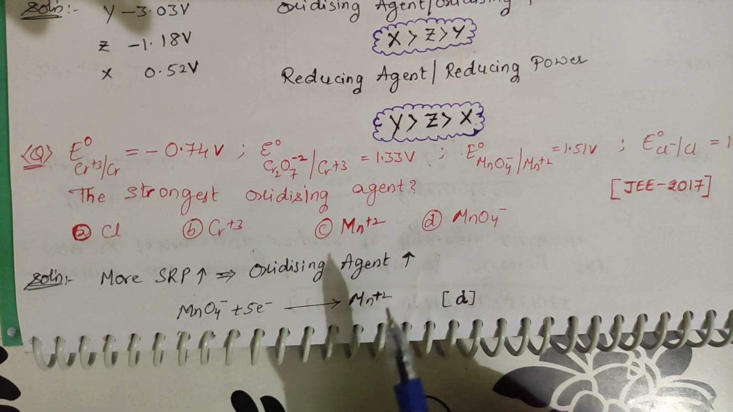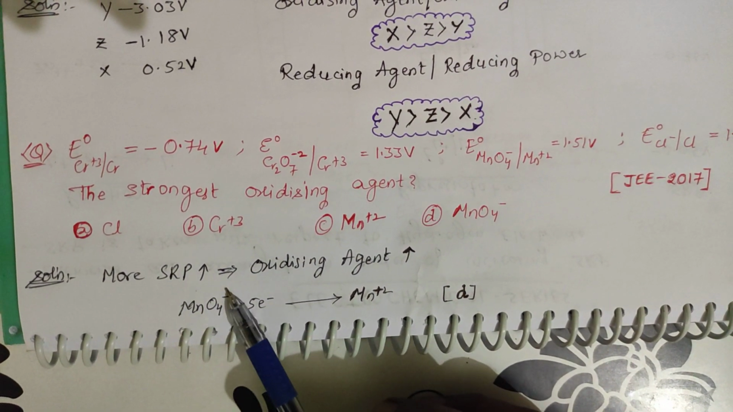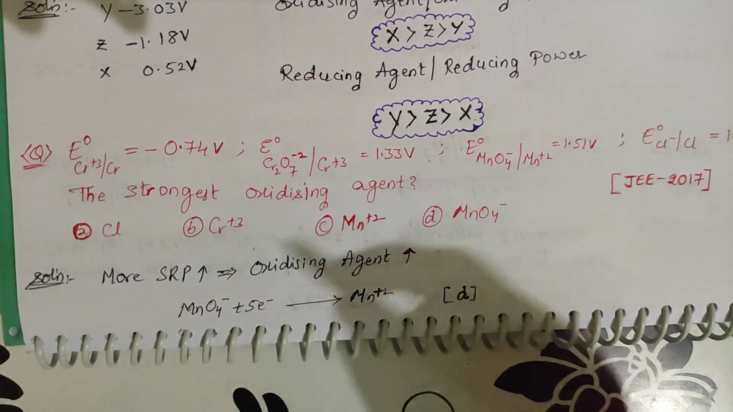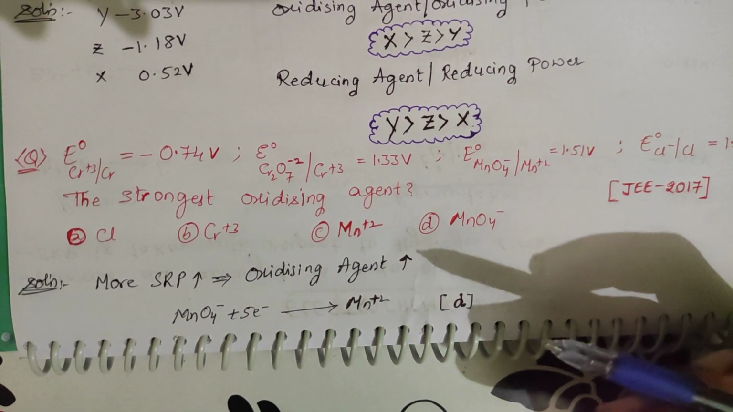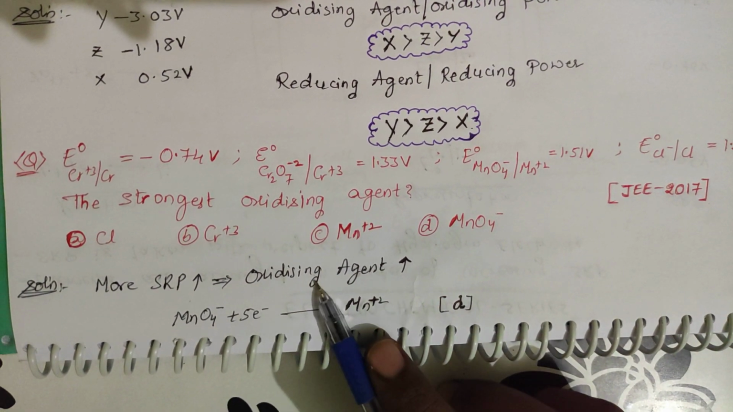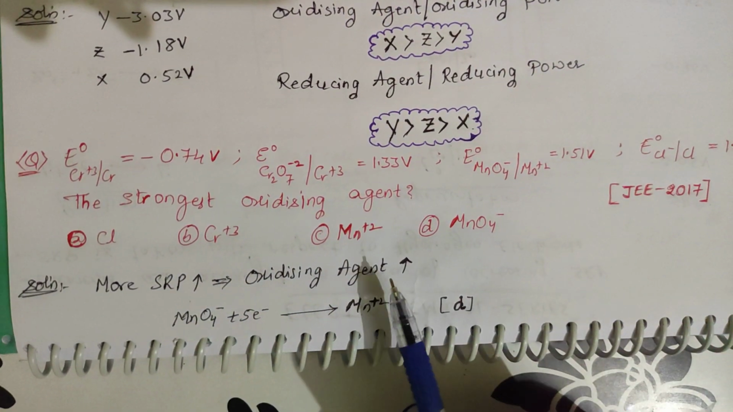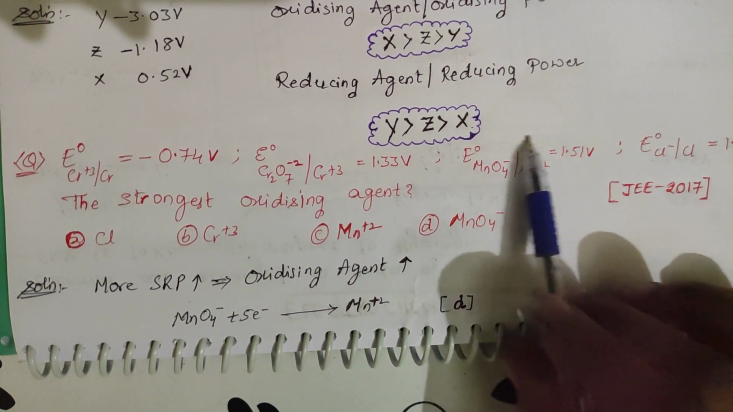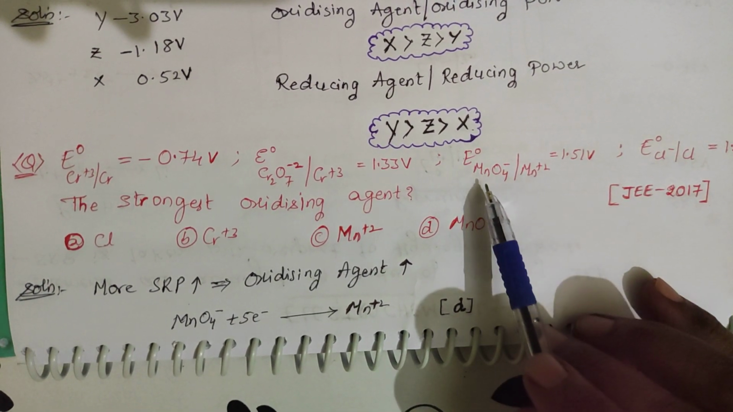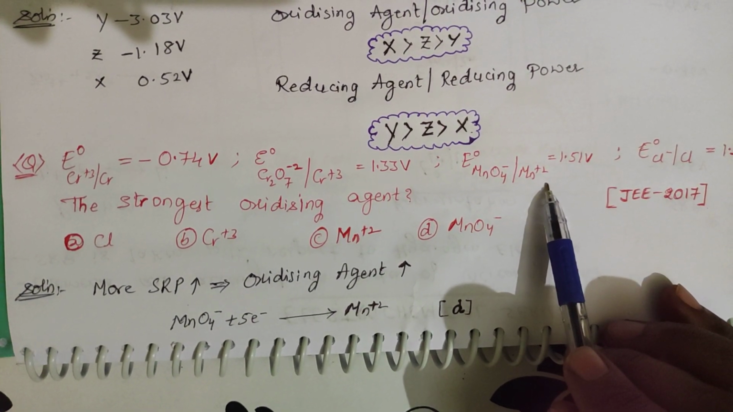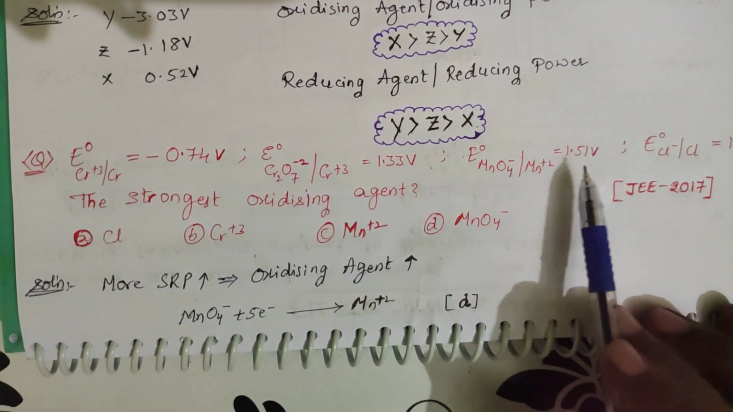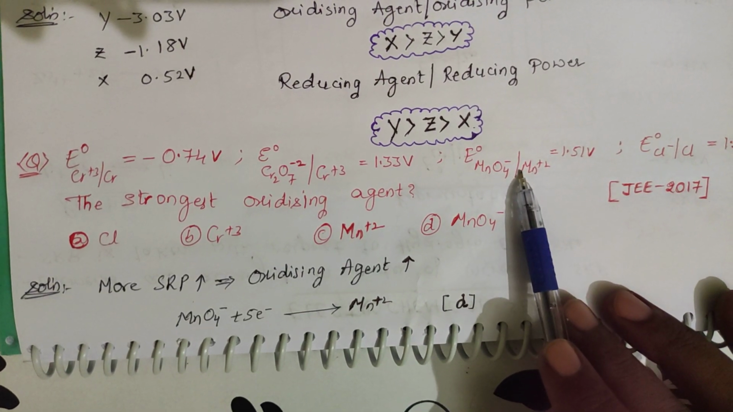These are the options. The more the SRP value, it will undergo what? The more the reduction value, it undergoes reduction easily. If it is undergoing reduction, it is a very good oxidizing agent. So whichever value is the highest. You have this one: 1.51 is the highest reduction value. Here, what has it gone through? It has gone through reduction only, right? This is the highest one, 1.51. This is 1.36. Okay. This is the highest. So this is undergoing what?